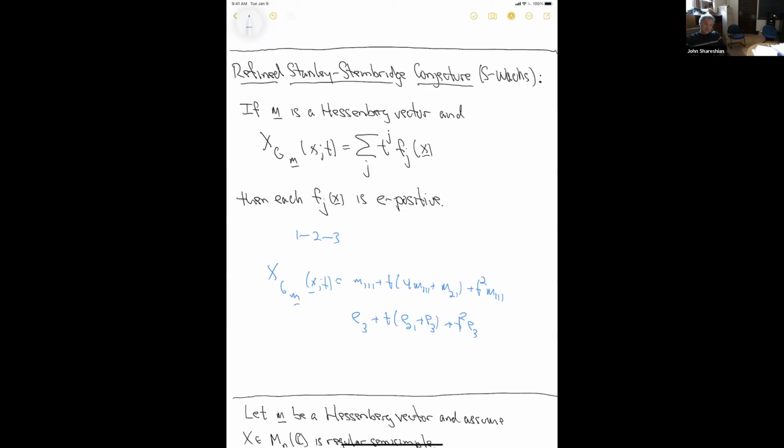So this is the conjecture. Of course, this is a tiny little example, but one thing you'll notice is that this is a palindromic polynomial in T. Here's an E3, here's an E3. And we prove this, that these things are always palindromic as polynomials in T. They read the same this way as they do this way.